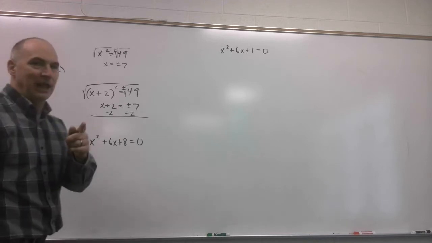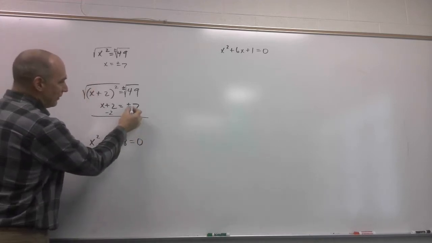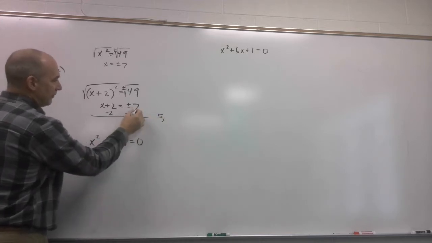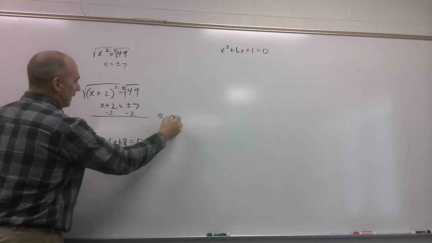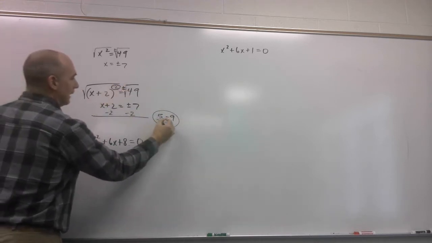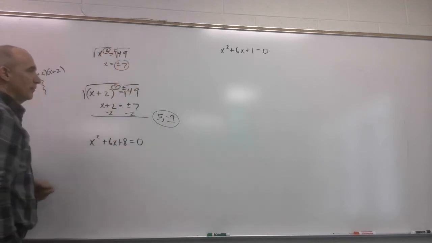you guys haven't seen a lot of these, but there's two answers. So I got positive 7 minus 2, which is 5. I got negative 7 minus 2, which is negative 9. And there's my two answers. Notice my highest power is a 2. I got two answers. Highest power is 2. I got two answers. Keep that in mind.